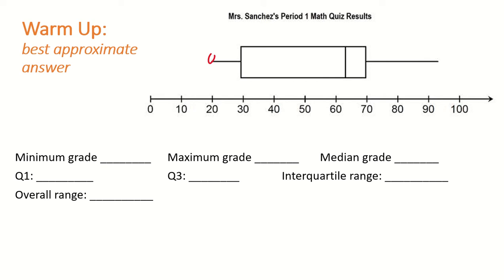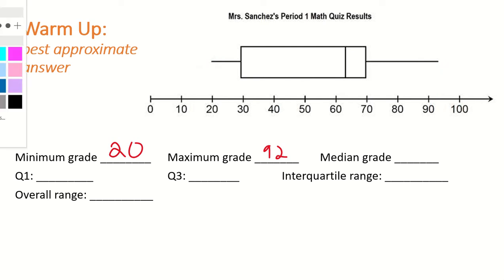The minimum would be that point at the beginning. That seems to be right at 20. The maximum is right there, and it's not exactly on a number, but it's in between 90 and 100 and closer to 90. I would say that's 92. Okay, we don't have to be exact here. If you think that's 93, that would be fine.